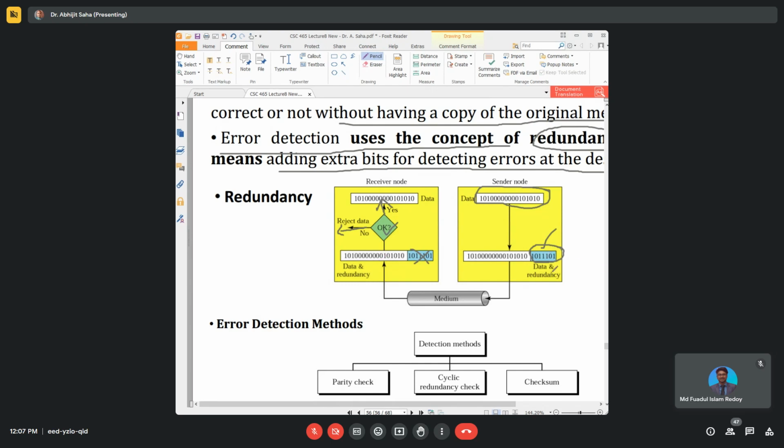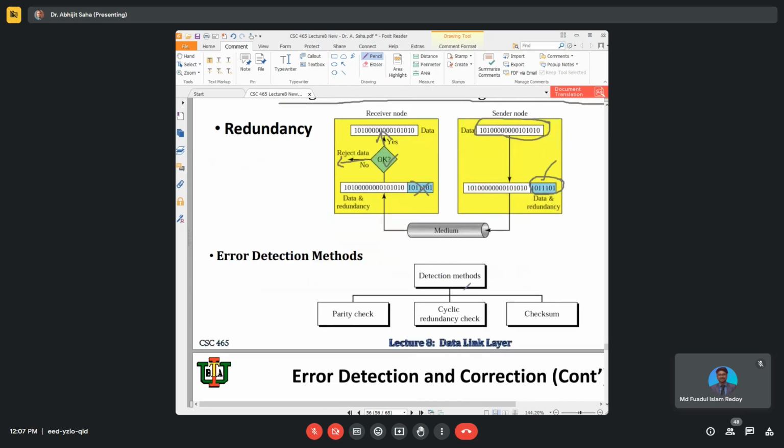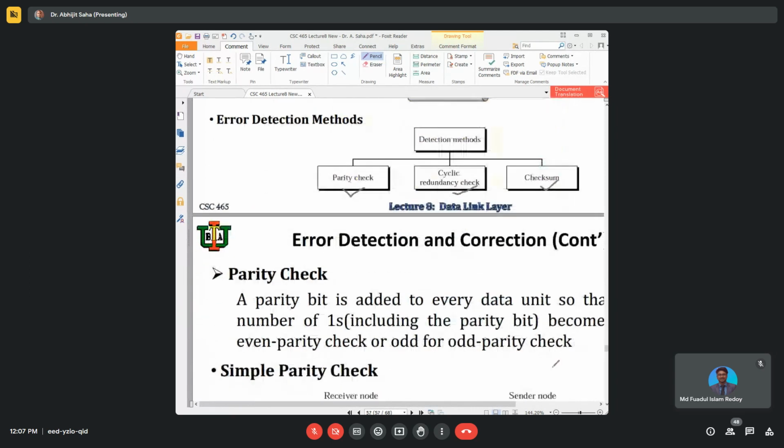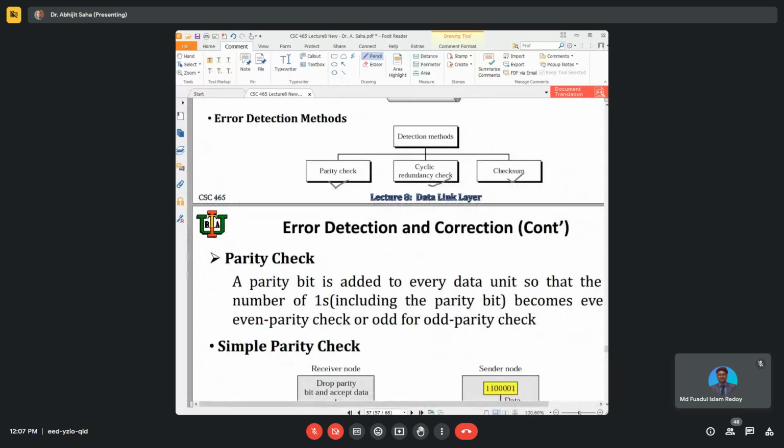So now, what are the procedures? I mean, the different techniques that you are going to see, so you will be clear about the redundancy bits here, and what type of redundancy bits can be added with the data. So here are the methods. You can see the parity check, cyclic redundancy check, and the checksum. These are the three methods we have for detecting errors. So let's start with the first one, the parity check.